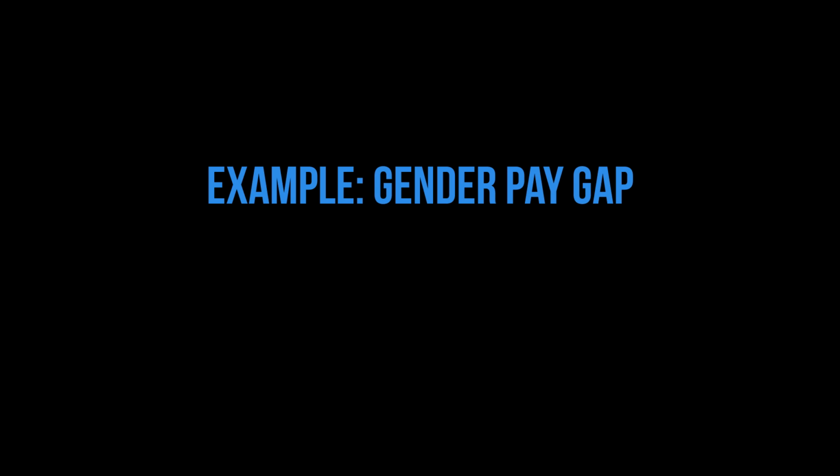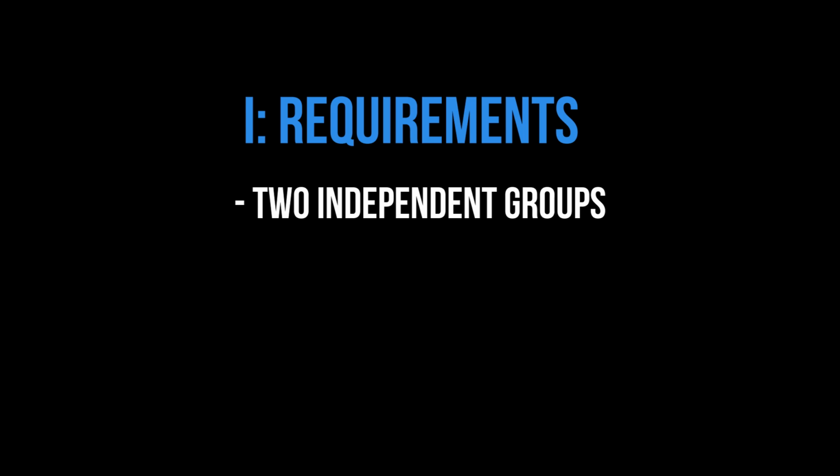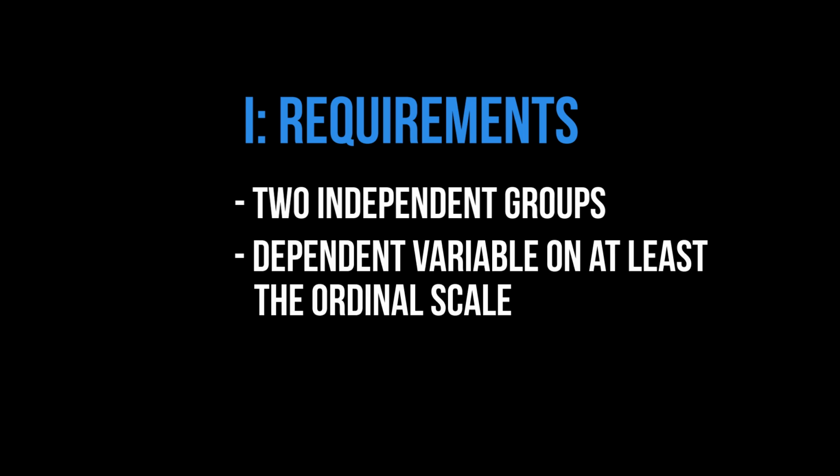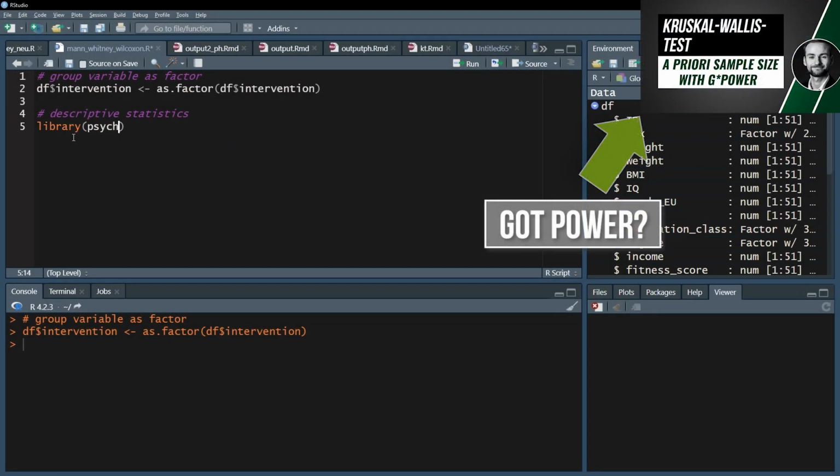For example, I want to test for the gender pay gap, meaning I have a fictitious sample of men and women and their respective income. The requirements for the Mann-Whitney-Wilcoxon test are the following: two independent groups and a dependent variable on at least the ordinal scale. As a first step after importing data, I want to see some parameters like the median or quartiles 1 and 3.